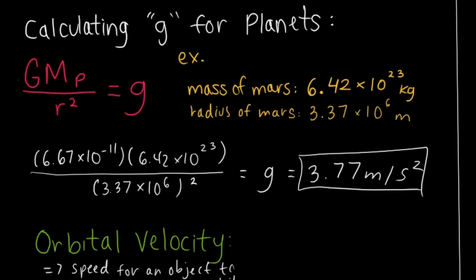All right, so now let's talk about how to calculate little g for planets. We know that little g on Earth is negative 9.8 meters per second squared. So how do you calculate that for other planets? The equation is just the gravitational constant times the mass of that planet divided by its radius squared. Here's an example for Mars. We take the mass of Mars, multiply it by the gravitational constant on the top, and then square the radius of Mars, and we find that the little g for Mars is 3.77 meters per second squared.